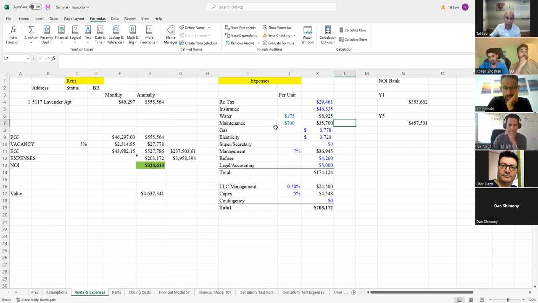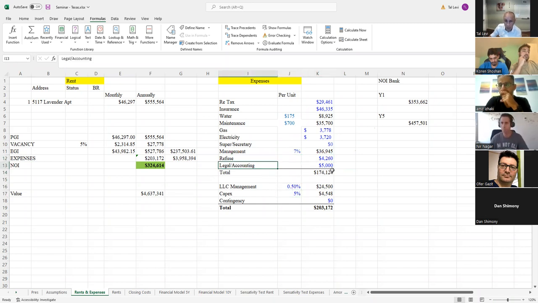And there is gas. There is electricity over there. The tenants pay most of it, so it's not such a big number. We're not going to need the super or supervisor because it's going to go under management. So we're going to charge 7% management over there. Well, that's what it's going to have to be. There is refuse. Refuse is garbage disposal. In commercial properties usually the owner pays for it.